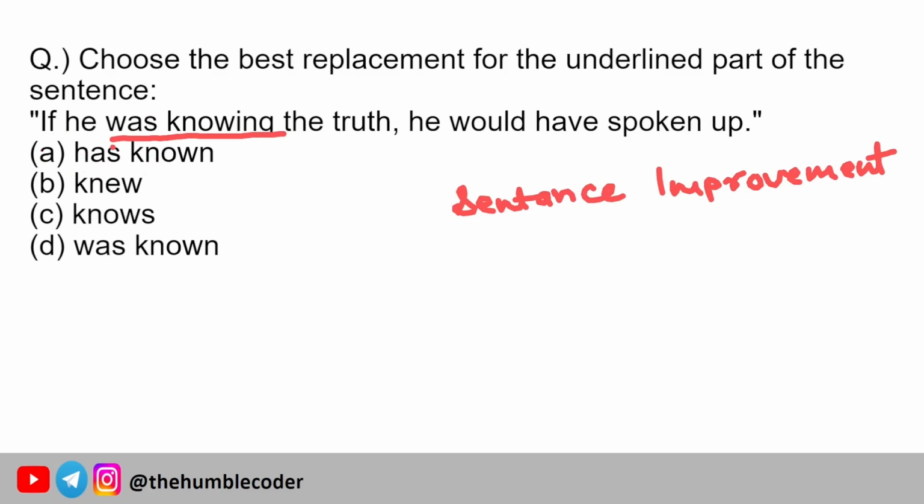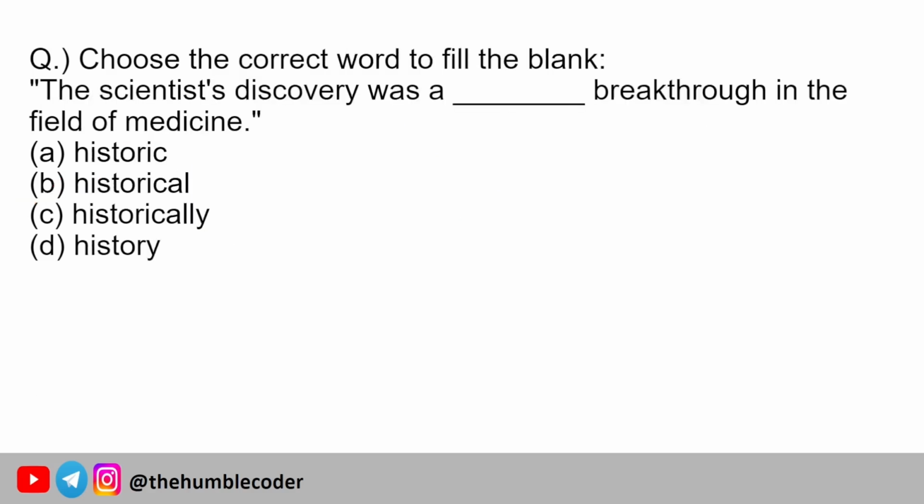If he has known, no. If he knew, yes, this seems to be correct. Let's see the other two options. If he knows, no. If he was known, no. So if he knew the truth he would have spoken up. So the correct answer is option number B. Moving on to the next question now.